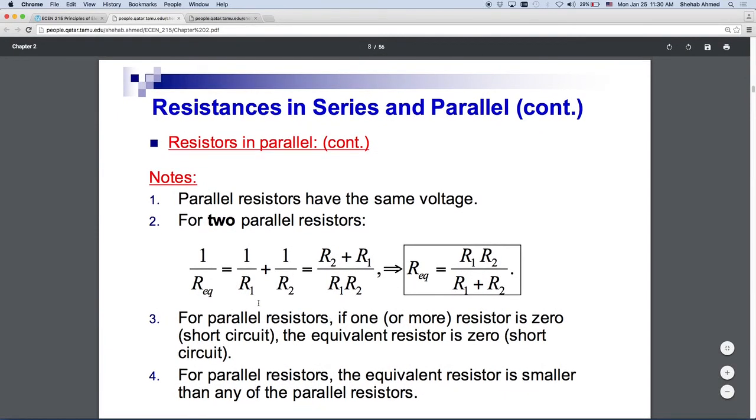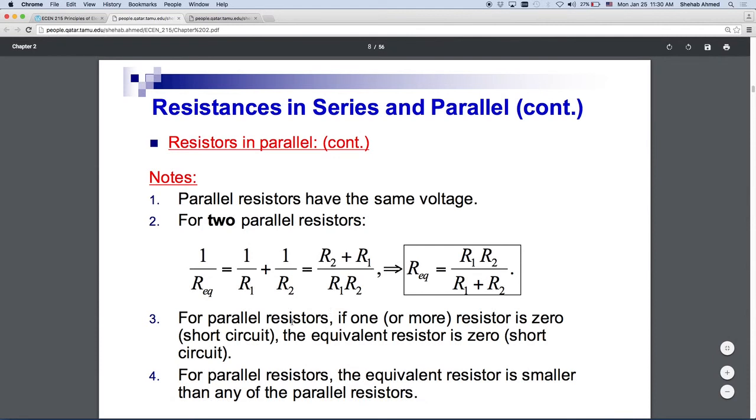So if you have two resistors in parallel, you can put a common denominator and simplify, and you'll find that the equivalent resistance for two parallel resistors is equal to the multiplication of the two over the sum of the two. Just some rearranging there.